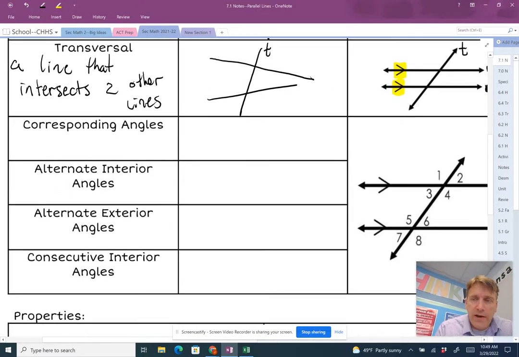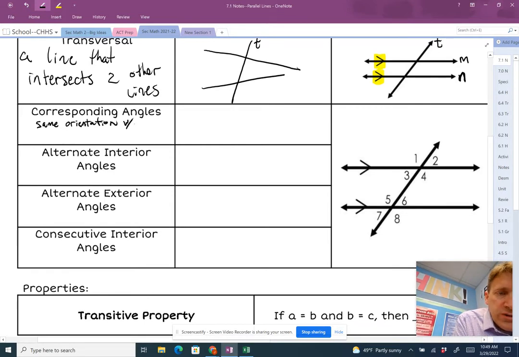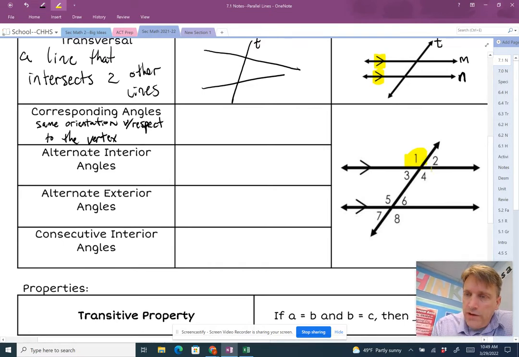So when you have parallel lines, certain things happen. Corresponding angles have the same orientation with respect to the vertex. Let me explain what that means. Angle 1 here is with respect to that vertex up and to the left. And so if we go to the other vertex, up and to the left would be angle 5.